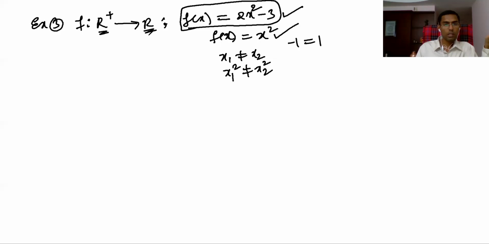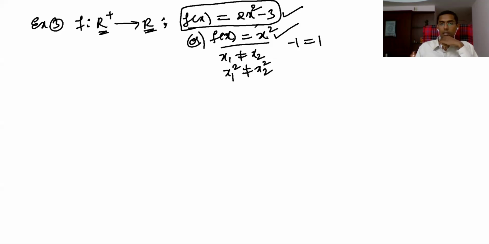So now I think everybody understands. f maps R plus to R defined as f of x equal to x square minus 3, or even if you define f of x equal to x square, both are 1-1 functions, because here negative numbers are not there. If you take all positive numbers, different elements will have different images. Therefore, it is a 1-1 function.